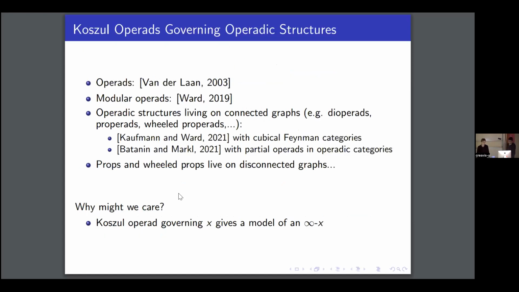A slight variant of this problem of constructing operads governing operatic structures is to instead construct an operad which satisfies a further nice property of being Koszul. I'm not going to define what it means to be Koszul, but one application of this operad governing modular operads being Koszul is that this provides a model of an infinity modular operad, and so on for all these other operatic structures. And we know that there exist Koszul operads for a bunch of operatic structures, but two notable exceptions that haven't yet been worked out are props and wheeled props.